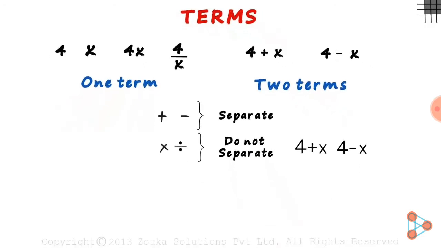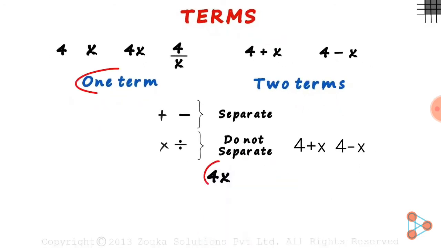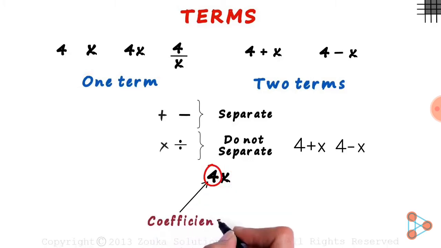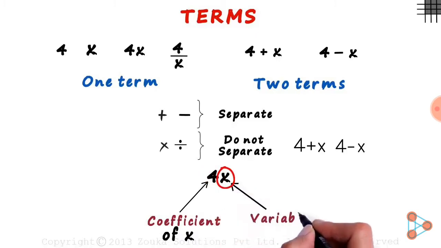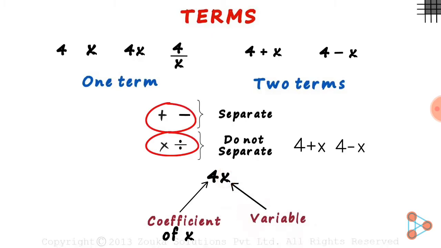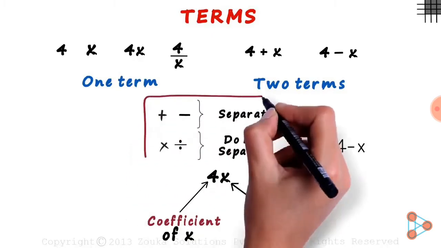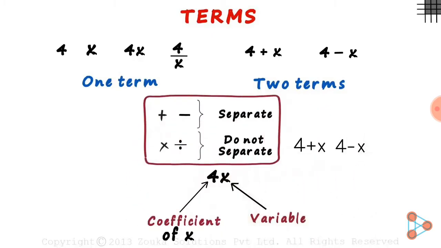Now let's analyze the term 4x. It is just one term, but it has a constant and a variable. The constant is called the coefficient of x, and this x, as we already know, is called the variable. Just remember these two things. Plus and minus separate the terms. Multiplication and division do not.